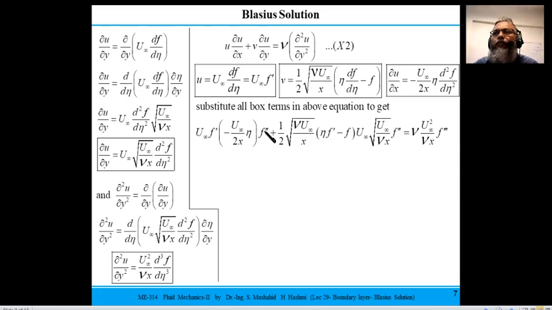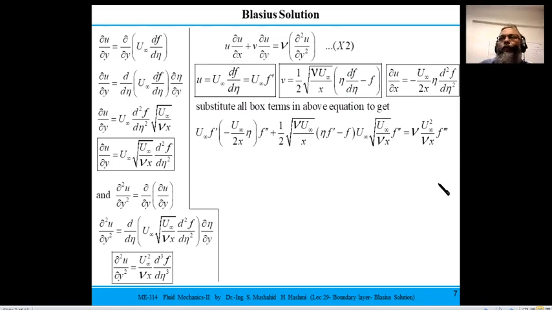I have substituted the value of u, which is u infinity times f prime, and then I substitute the value of dou u by dou x, which is this thing having d square f by d eta square, the second derivative, f double prime. I have used the simplified notation, and then plus, the value of v is substituted here, which is the whole thing, and then v is multiplied by dou u by dou y, and this equals kinematic viscosity times the second derivative term, dou square u by dou y square. The whole term is substituted here.